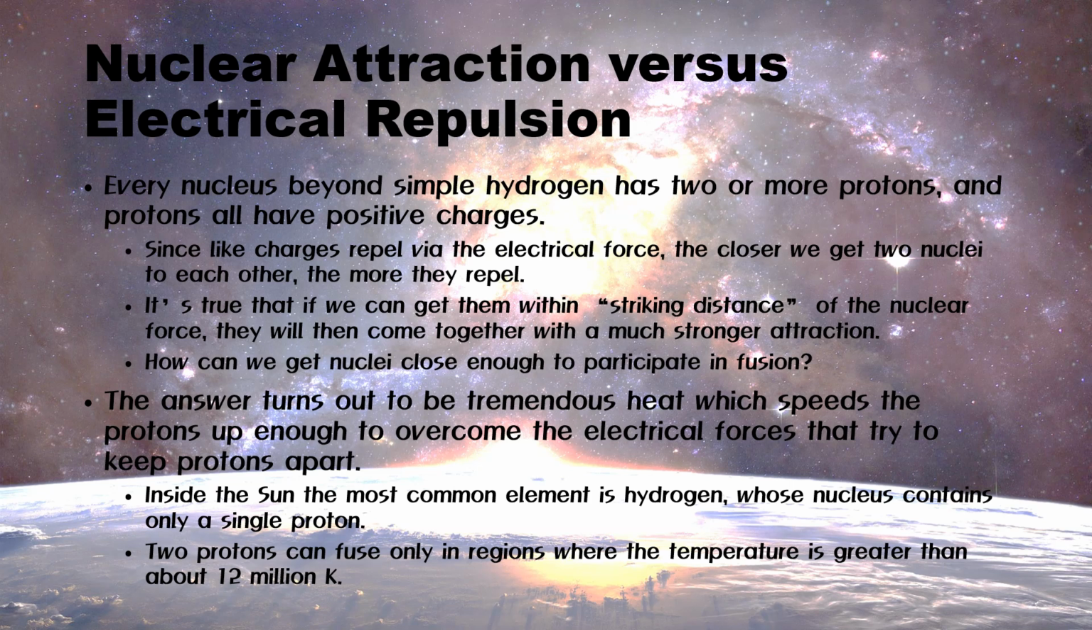Inside the sun, the most common element that we find is hydrogen, whose nucleus contains only a single proton. Two protons can fuse in regions where the temperature is greater than about 12 million Kelvin. So once we reach that threshold, we can start seeing some of that fusion happen.